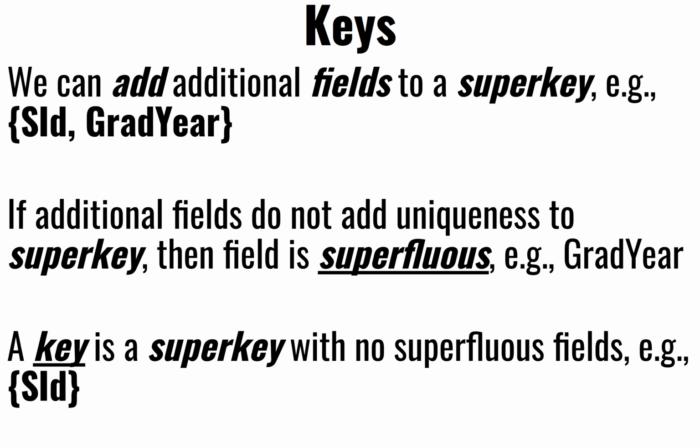Now, some fields might not make us any more unique. Perhaps there's a subset of fields that is enough to make us unique, and if I add additional fields, it wouldn't make us any more unique. Maybe my phone number on this planet is enough to make me unique. Right? If I add my last name, it doesn't make me any more unique. So oftentimes we call those additional fields superfluous. You don't need them to make you any more unique. So we call a super key that doesn't have any superfluous fields just the key. Okay.